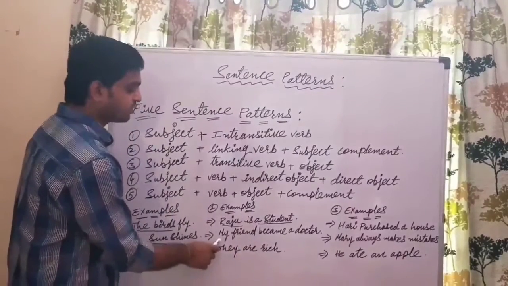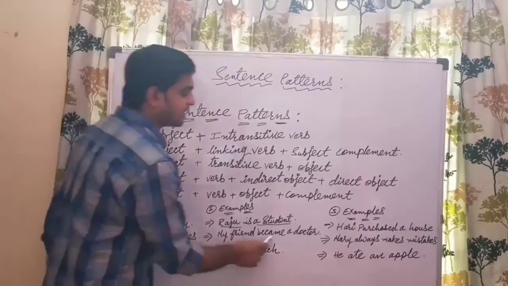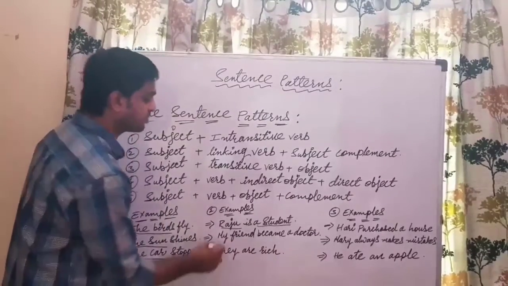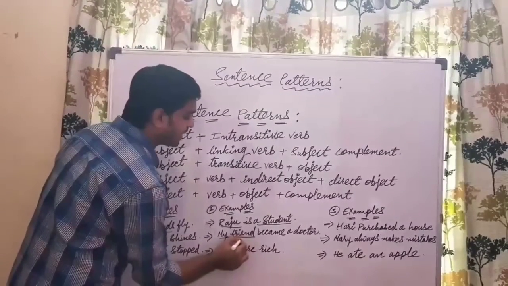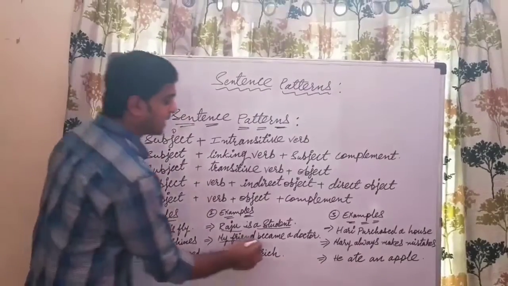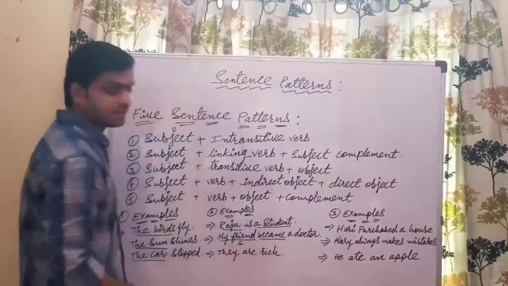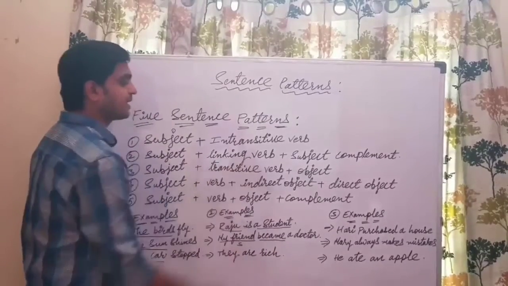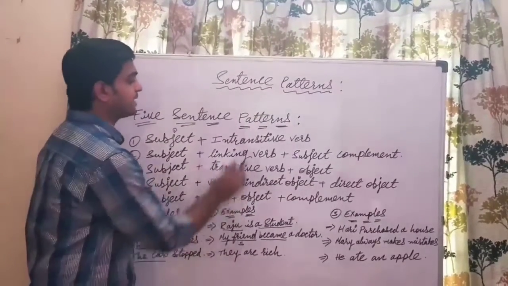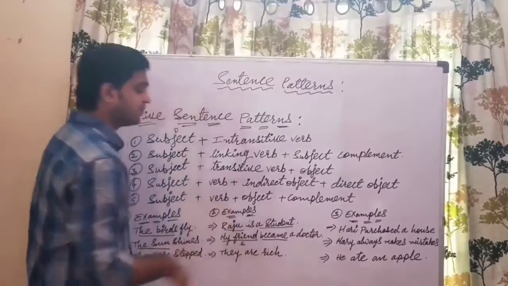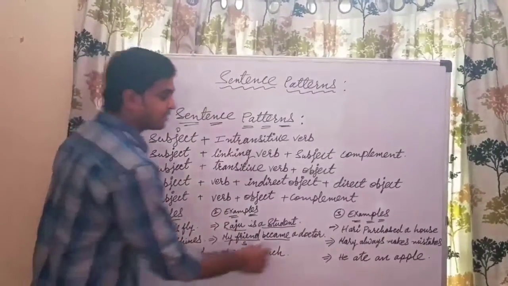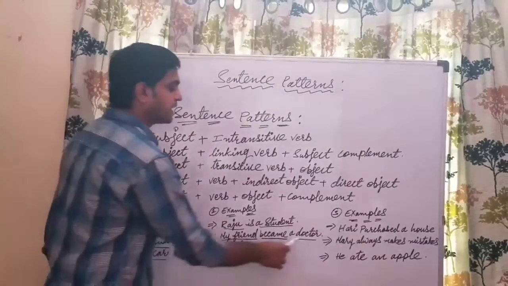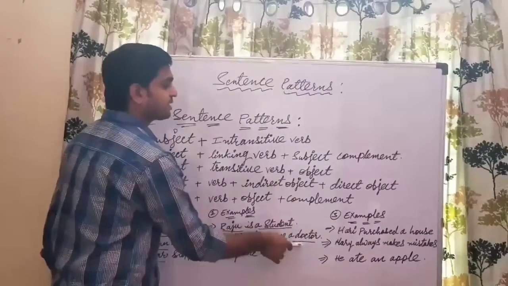So next one, the next example: my friend became a doctor. In this also, my friend is the subject, and here became is the verb, acting as the main verb, and it is also known as the linking verb according to the pattern. And what complement did my friend get? A doctor. So here this doctor is the subject complement.